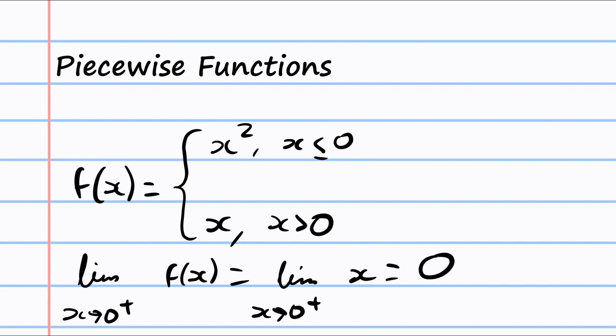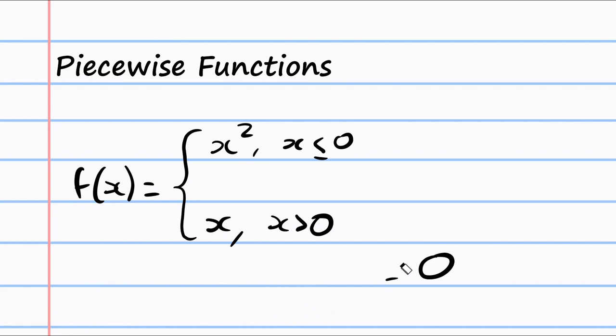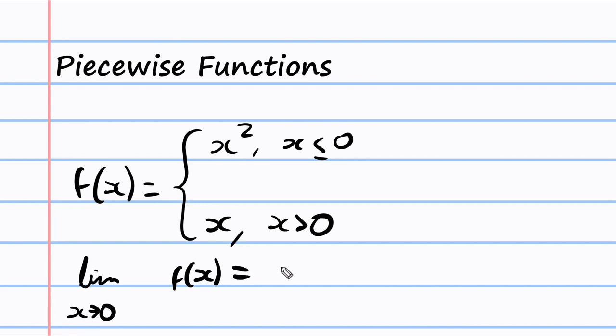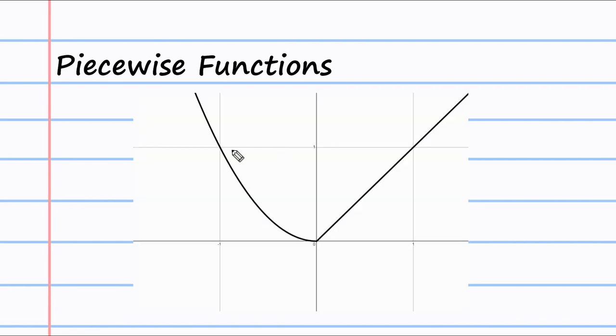So remember, the limit as x approaches 0 from the left-hand side of f of x is 0, and it is also 0 if you approach x from the right-hand side. So that means that the limit as x approaches 0 of f of x equals 0.